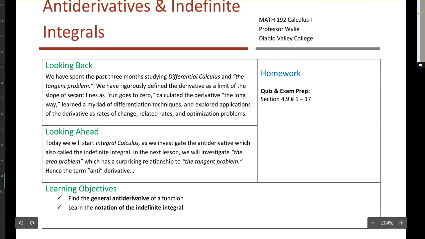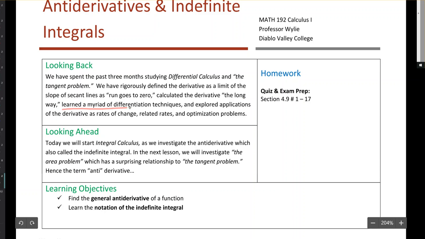So over the last 3 months, we've been doing differential calculus, right? We've been looking at how we get the slope of the tangent line at any point on the curve. We've been looking at how to find the instantaneous rate of change. We've rigorously defined that derivative. Remember, we're looking at it as rise over run as run goes to 0, right? We've calculated the derivative from the definition.